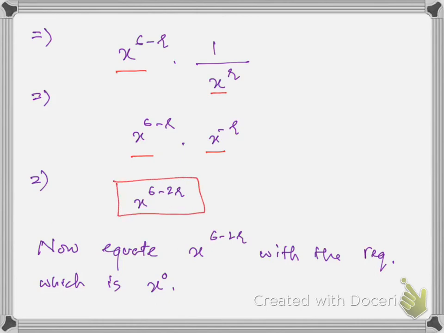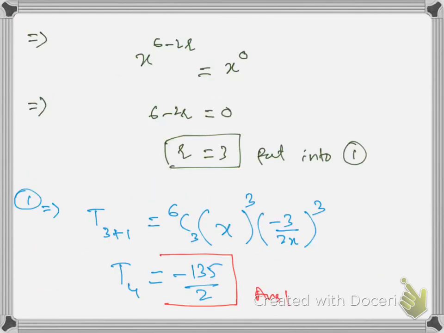Now equate this x with the requirement, which is x power 0. When you equate this x with the requirement, you will get the value of r. So this is the value of r which needs to be substituted into equation number 1. When you substitute this r here, here and here, you will get this answer. So in this type of question, always use the specific term formula and first work for r. After getting r, substitute r back into equation 1 to get the answer.